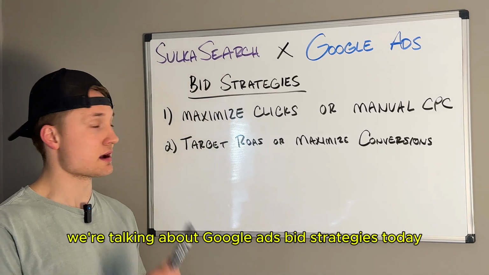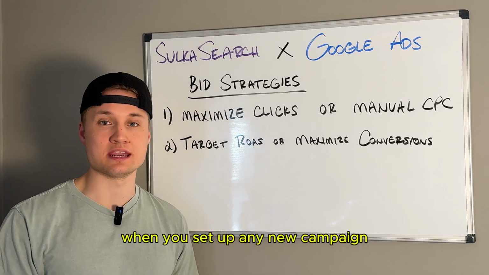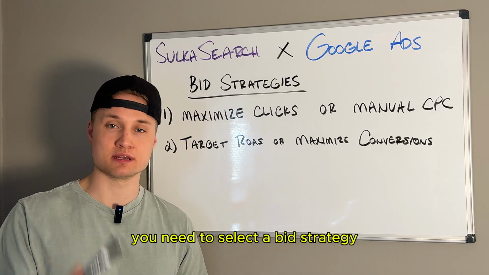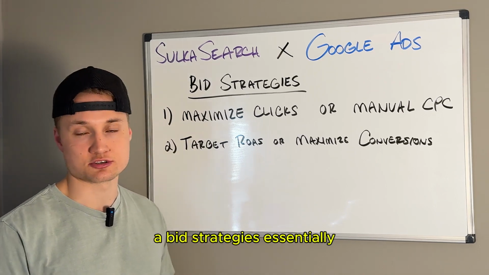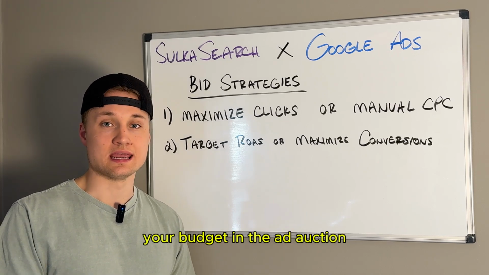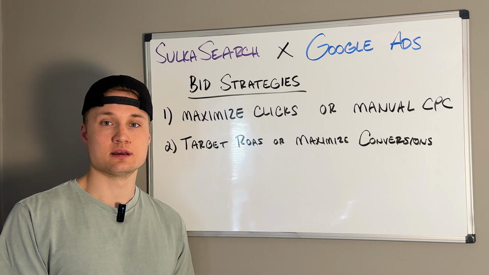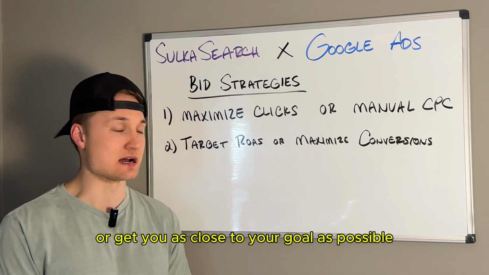All right, y'all, we're talking about Google Ads bid strategies today. When you set up any new campaign, you need to select a bid strategy. Now, what is a bid strategy? A bid strategy is essentially telling Google how you want them to allocate your budget in the ad auction to maximize performance or get you as close to your goal as possible.